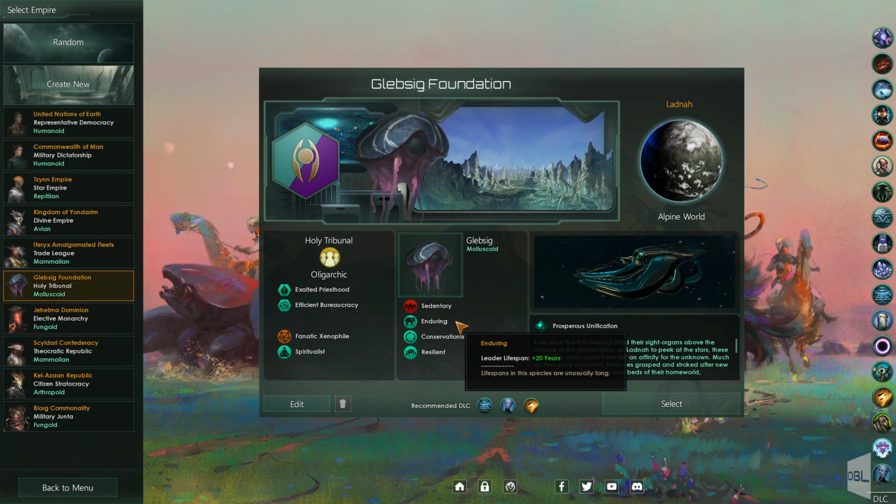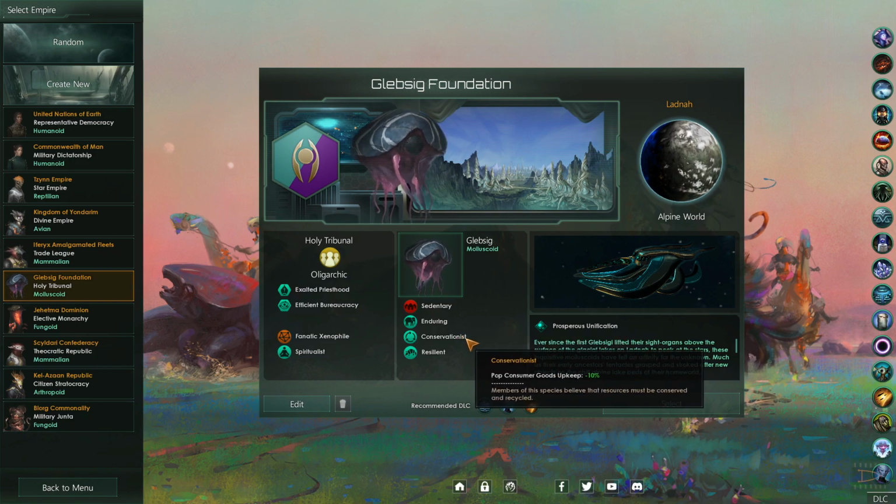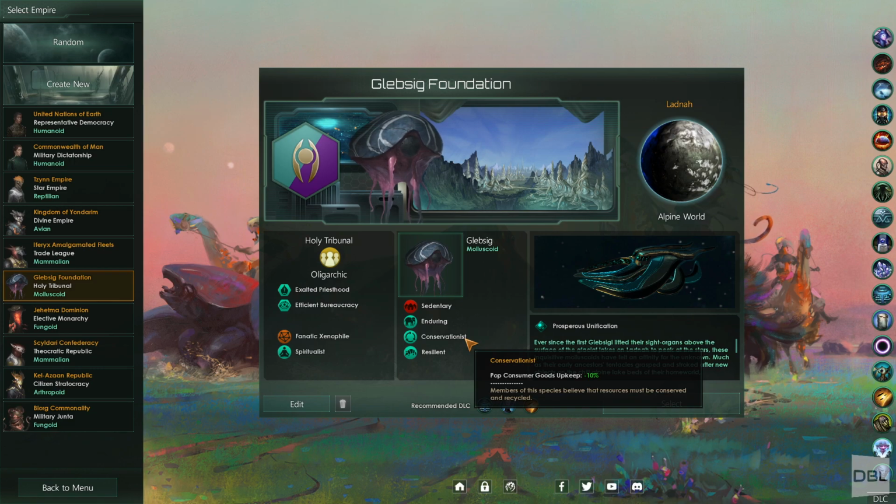Enduring, leader lifespan plus 20 years. They have an unusually long lifespan. Conservationist, so we got a negative 10% on goods upkeep. Random pointed out that green is good, even though it's a negative. That's a good thing, which makes sense.